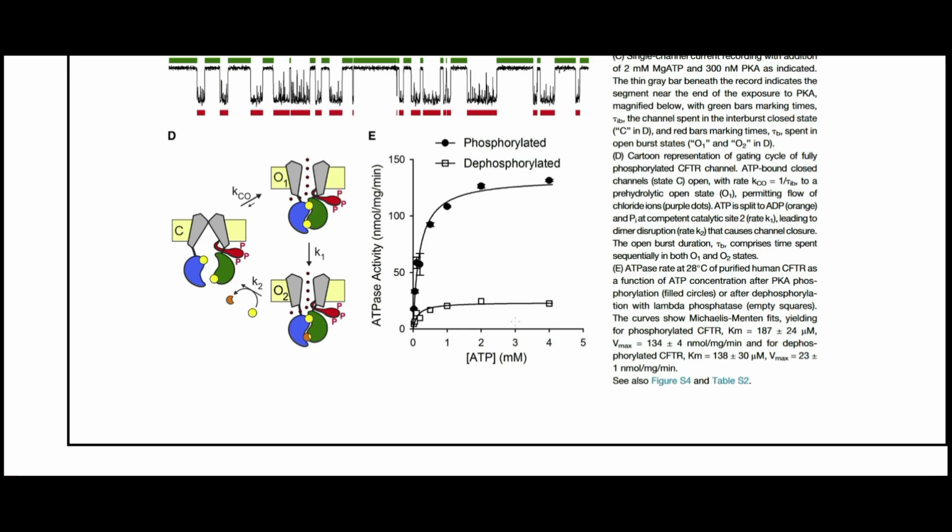And so then looking at this ATP concentration, if we have the phosphorylated and the dephosphorylated regulatory domain, the dephosphorylated has a much smaller activity here. And so this does seem to show that this phosphorylated regulatory domain is in fact what's allowing the charged particles, the ions, to move through this transporter.